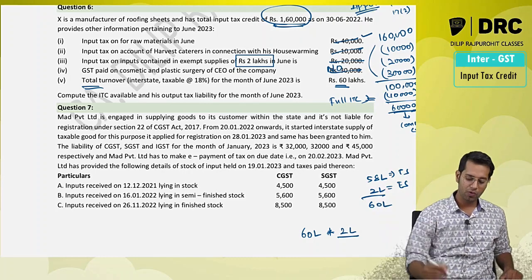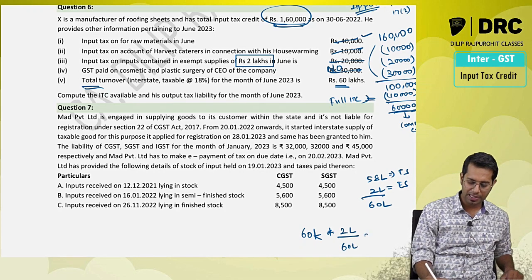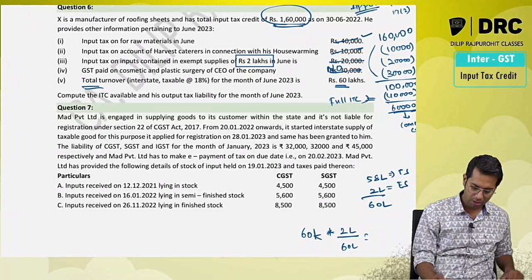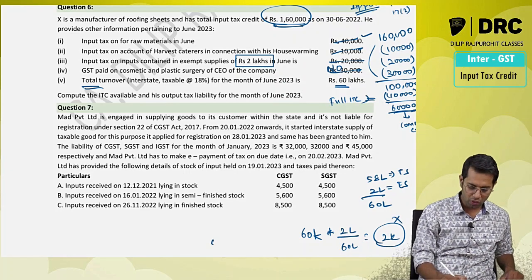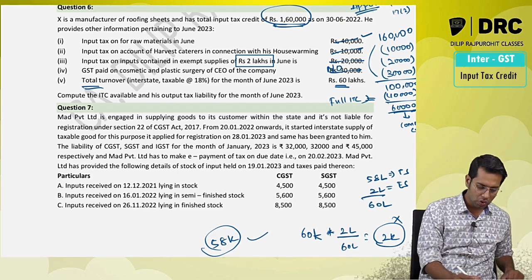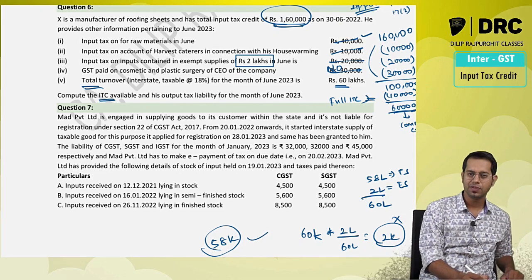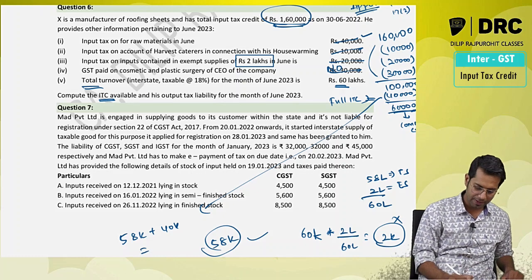17(2) will apply over here. So proportionate credit, 60,000 rupees into 2 lakh divided by 60 lakhs, which comes to 2,000 rupees. ITC cannot be taken by you. Balance 58,000 rupees ITC can be taken by you. So they have asked what is the total ITC which you can take in this particular month. Total ITC which you can take is 58,000 plus 40,000, the full ITC which you can take, 98,000 rupees.